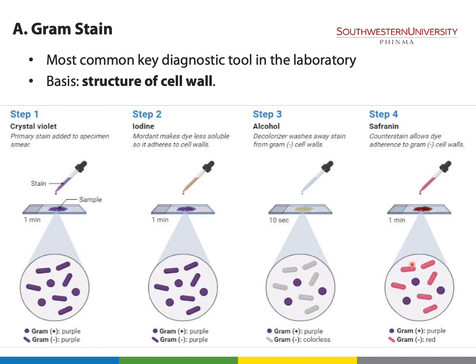So when we add your counterstain, safranin, as the last step of gram staining, the decolorized gram-negative cell will take up the contrasting color while the gram-positive cell will still appear purple because of the shrinkage of the pores. So the safranin cannot enter the cell wall of the gram-positive organism. However, class, if you apply too much alcohol, there will be a tendency that your gram-positive cells will be decolorized. So proper timing is very important in gram staining as well.